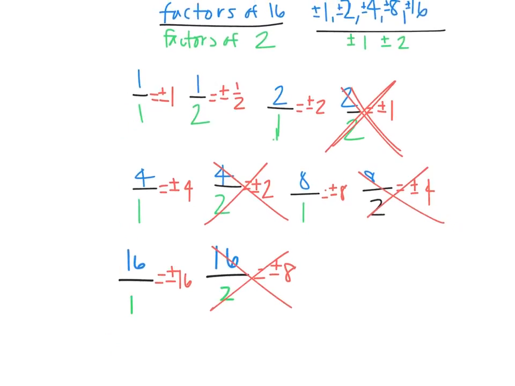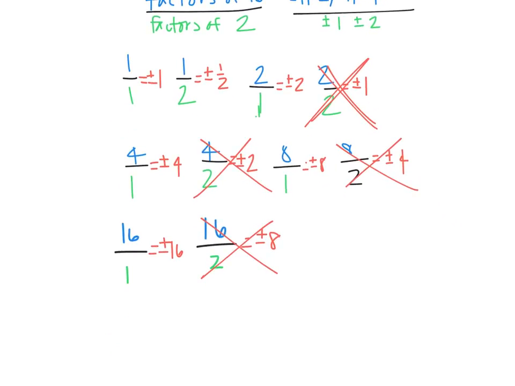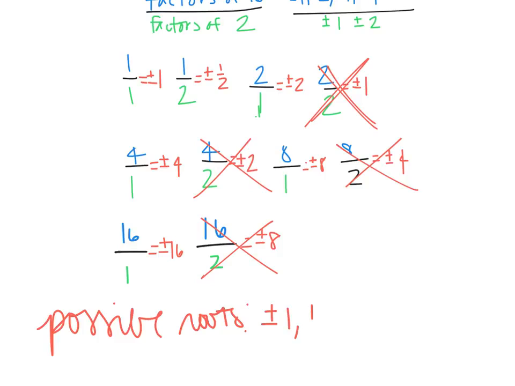So my list of possible roots, if I said, hey, what are the possible roots of this function, then you would tell me that they are positive and negative 1, positive and negative 1/2, positive and negative 2, positive and negative 4, positive and negative 8, and positive and negative 16.